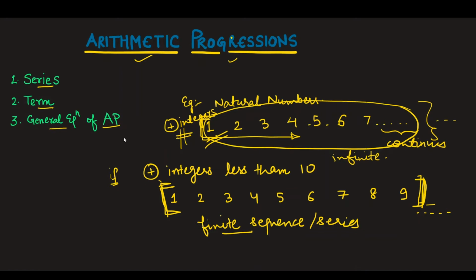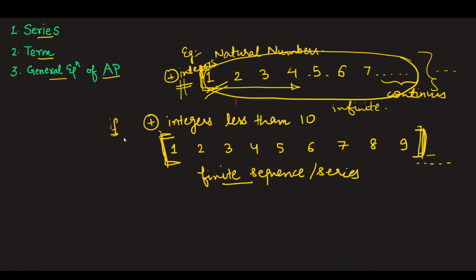And what are these 1, 2, 3? These are known as terms. So 1 is the first term because it is appearing first. Then the second term, third, fourth.